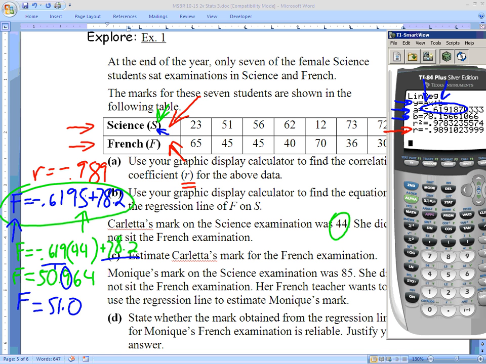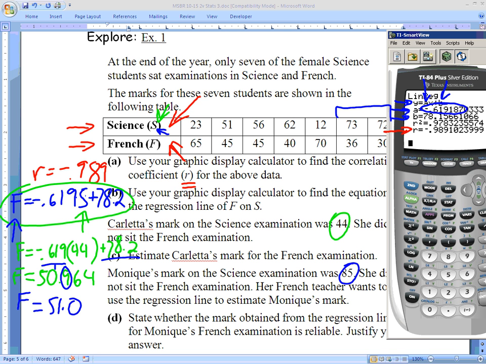So, Monique had an exam score of 85 for science, and we would plug that in for S, and then find F, just like we did for Carletta's mark. Would that give us a reliable answer? Well, if you look at the actual data that we had here, the highest science score we had was these up here in the 70s. Monique's is way beyond that, 85. And so since it's outside the range, we can't use that as a predictor for other values. Think of it this way.